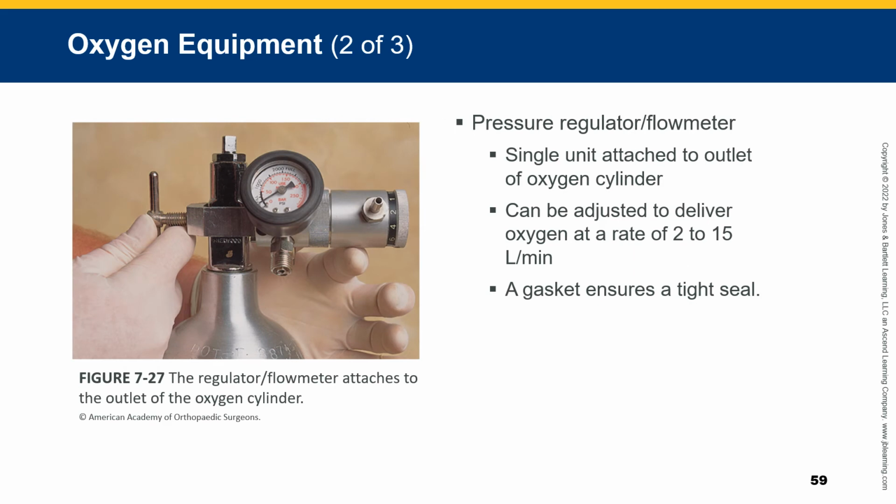Oxygen cylinders should always be used with a pressure regulator or flow meter. The regulator and flow meter are a single unit attached to the outlet of the oxygen cylinder. Once pressure has been reduced, you can adjust the flow meter to deliver oxygen at a rate of 2 to 15 liters per minute, depending on what is needed. There is a gasket between the cylinder and the pressure regulator or flow meter that ensures a tight seal and maintains high pressure inside the cylinder.